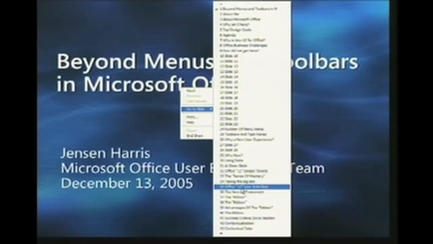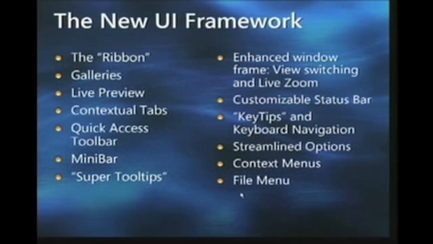Okay. So the new UI framework. You'll hear a lot about the ribbon, and Rashmi first wrote to me and asked about ribbon UI. It's actually a whole web of UI that makes up the new Office UI. The ribbon is an important part of it, but it's an interlocking set of new interaction and new design, which complement each other. All these things were designed together as a full package.